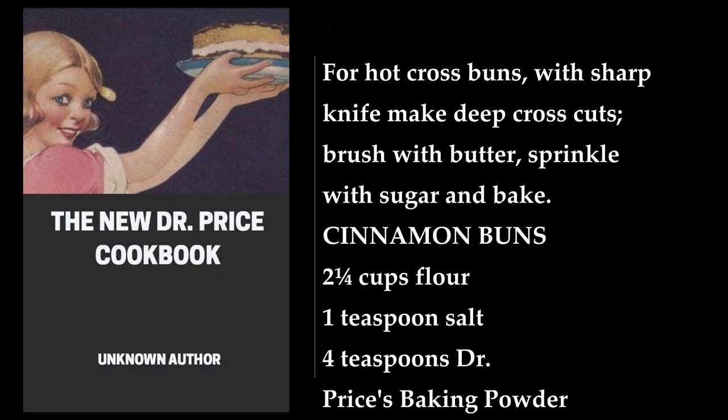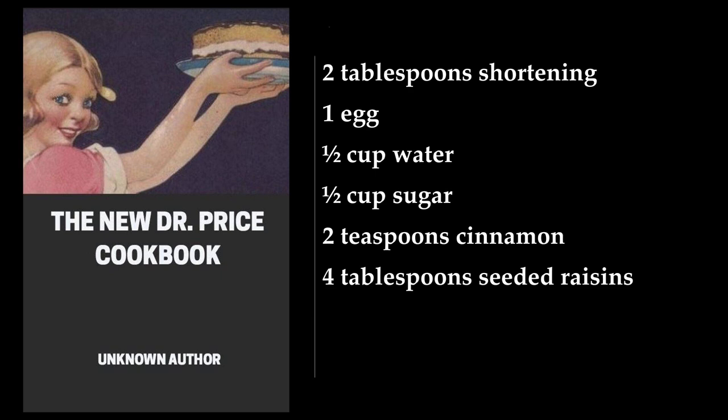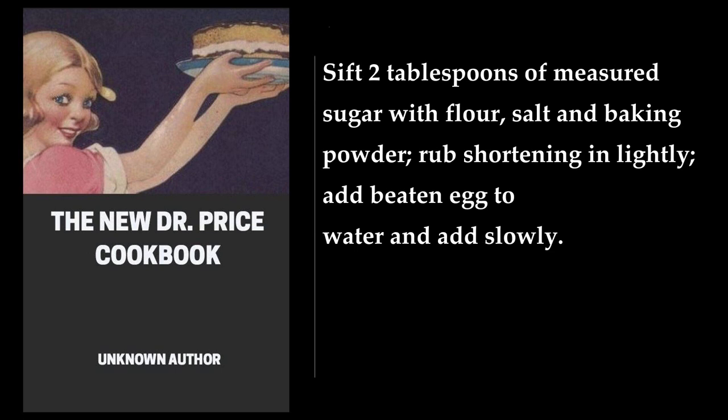Cinnamon buns. 2 1/4 cups flour, 1 teaspoon salt, 4 teaspoons Drive Prices baking powder, 2 tablespoons shortening, 1 egg, 1/2 cup water, 1/2 cup sugar, 2 teaspoons cinnamon, 4 tablespoons seeded raisins. Sift 2 tablespoons of measured sugar with flour, salt and baking powder, rub shortening in lightly. Add beaten egg to water and add slowly.